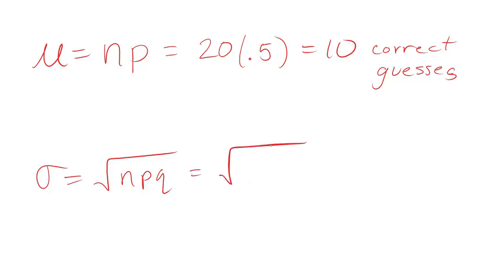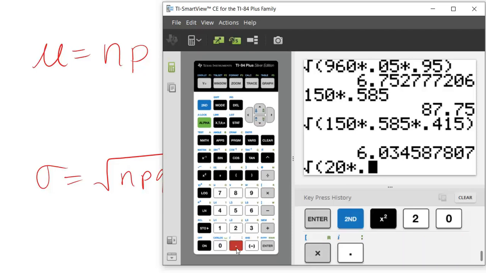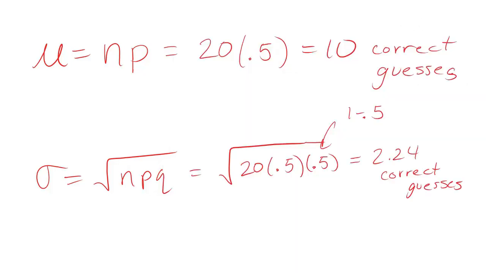So the standard deviation would be the square root of n times p times q. Q would be 0.5 because p is 0.5. If you got a 50% chance of getting it right, then you got a 50% chance of getting it wrong. This comes out to the square root of 5, and the square root of 5 is around 2.2 something. I'm not really sure. Let me put it in the calculator. Square root of 20 times 0.5 times 0.5, 2.24 if I round to the nearest hundredth.